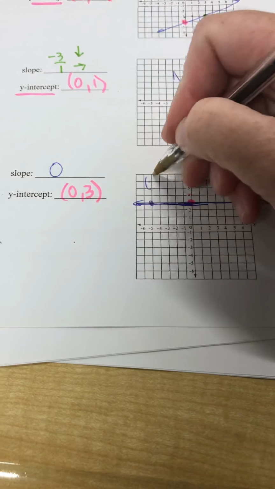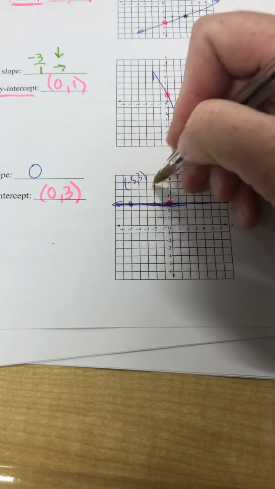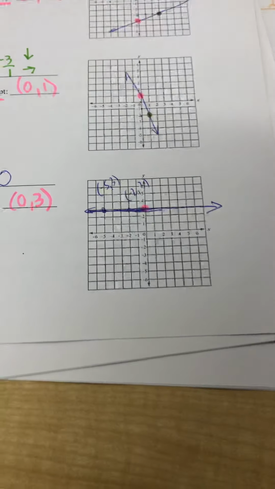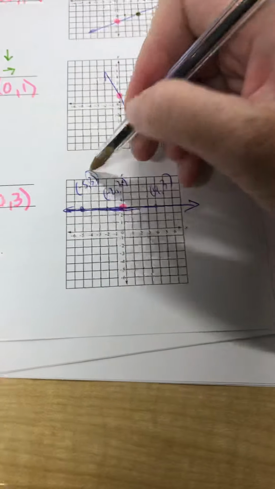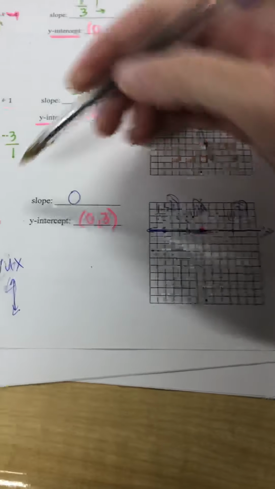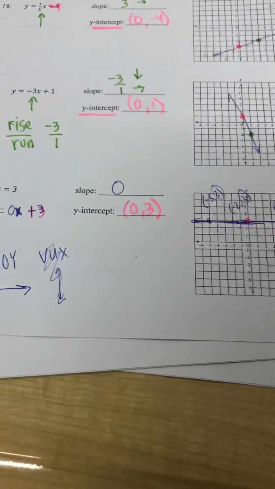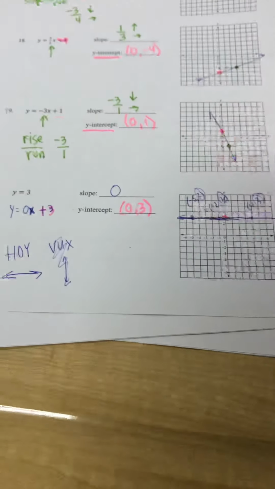But I want to tell you why. Why is y equal 3 this? So right here we can see at this point would be -5, 3. This point would be -2, 3. This point would be 4, 3. All of them have a y-value of 3. So it's wherever y equals 3. Every single place that y equals 3.